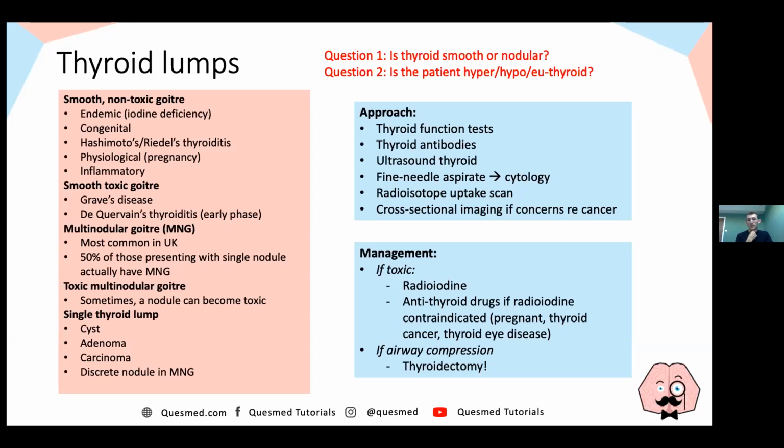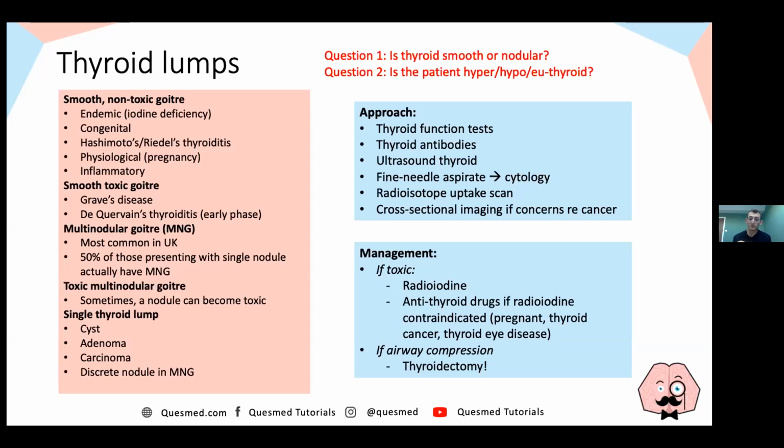If you do have a thyroid lump, if it's toxic, so if it's causing hyperthyroidism and if it's got increased uptake on a radioisotope uptake scan, the first line of therapy is radioiodine. And that's because radioiodine will be immediately taken up into the lump, so will prevent further thyroid hormone synthesis and secretion.